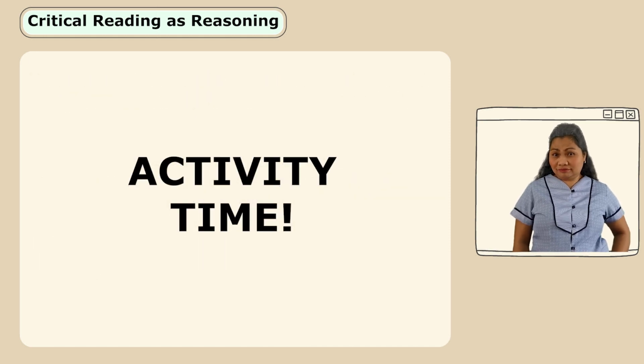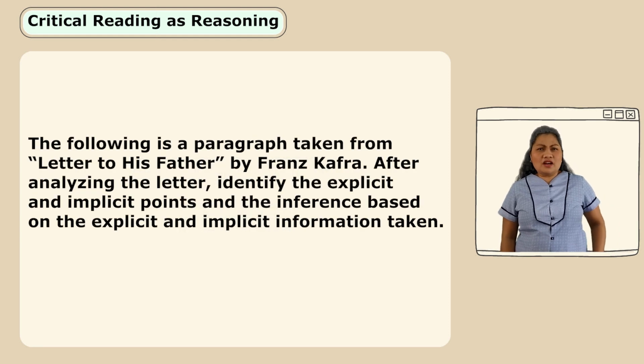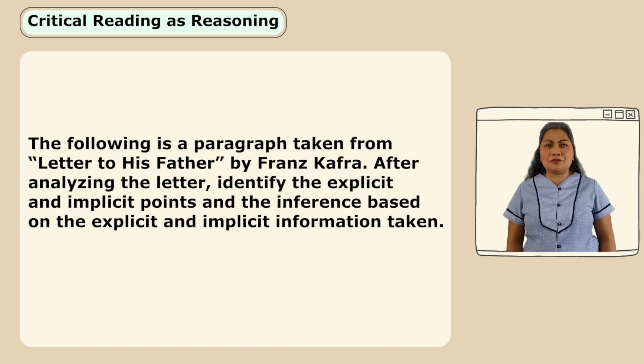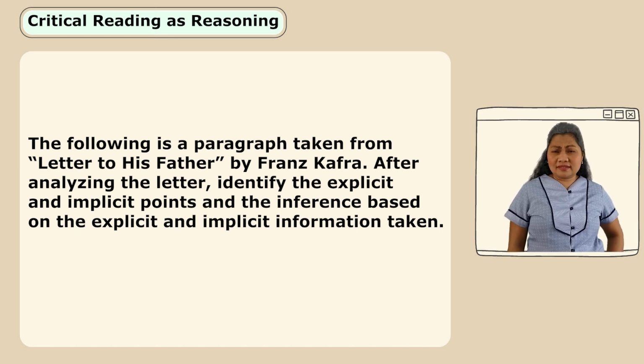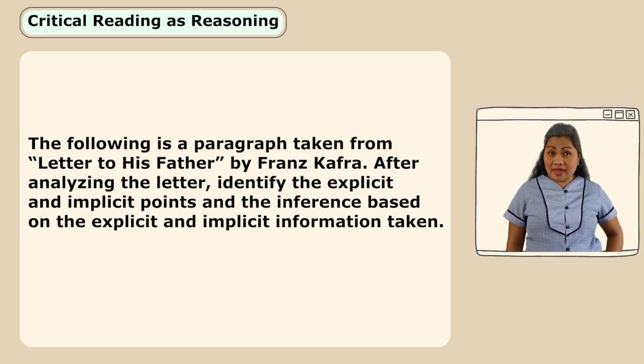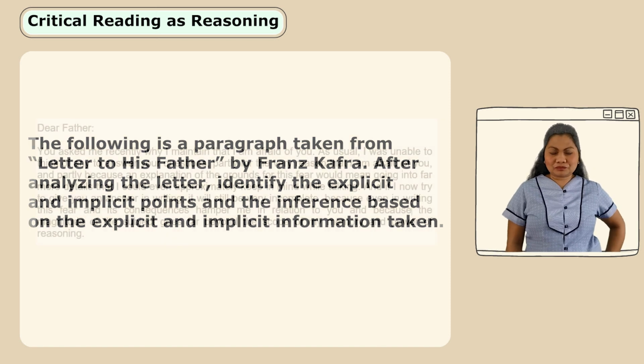Any questions so far? None? Okay, let's try to do the activity. The following is a paragraph taken from the letter to his father by Franz Kafka. After analyzing the letter, identify the explicit and implicit points and the inference based on the explicit and implicit information. So let's read the letter.